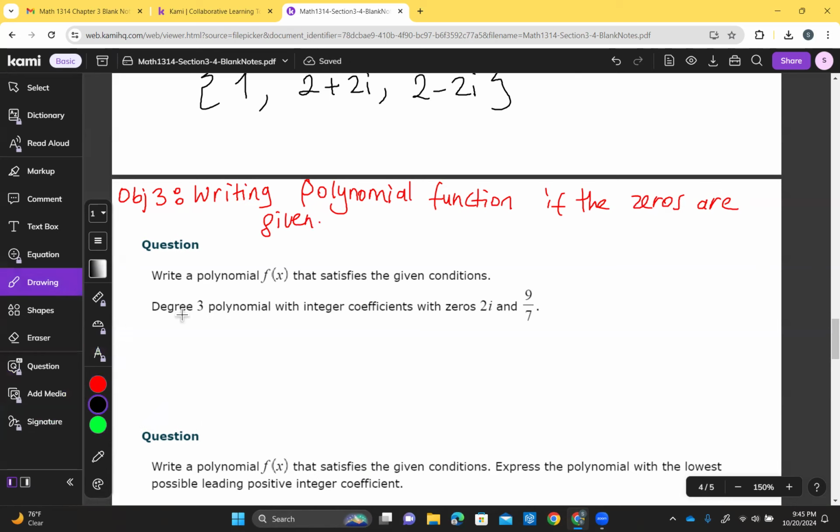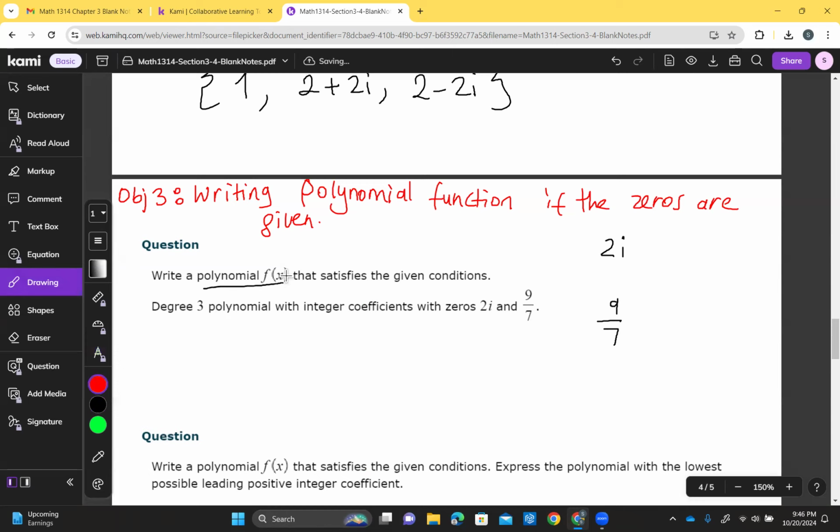Okay, so write a polynomial function that satisfies the given condition. Degree 3 polynomial with integer coefficients with zeros 2i and 9 over 7. Okay, so we have the zeros this time, and then we're going to find the polynomial function. One of the zeros is given as 2i, the other zero is given as 9 over 7.